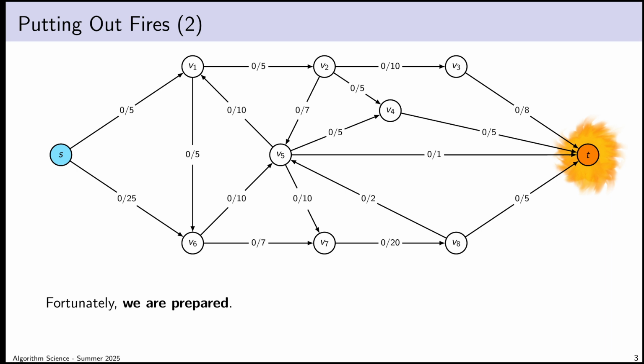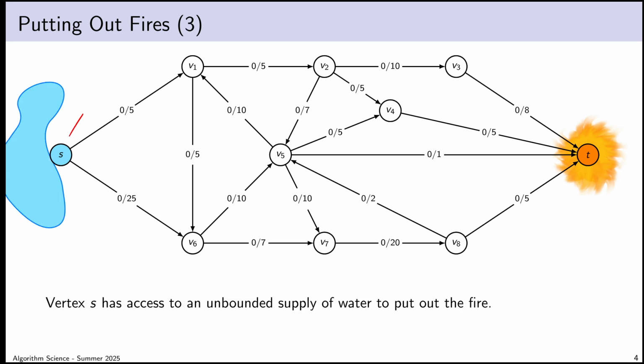I've already made some arrangements to allow us to put out a fire if a fire like this is to start. So for one thing, I've arranged for vertex S to be positioned next to this huge body of water. So if we can find some way of getting the water from vertex S to vertex T, I think we can put the fire out.